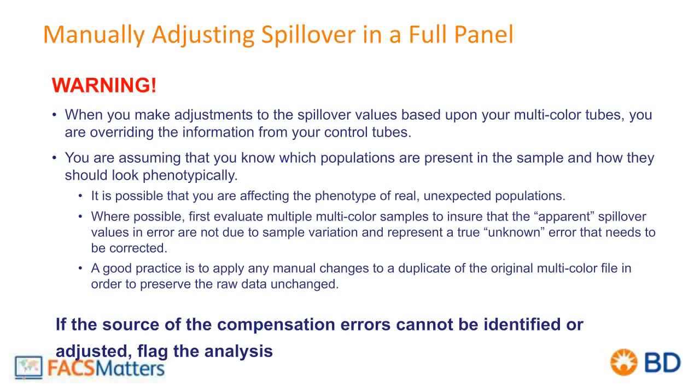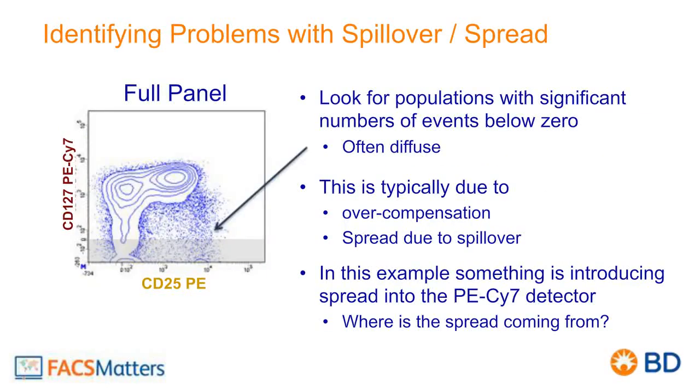And what I would highly recommend is that if the source of compensation cannot be identified, make a copy of that tube, and then make the adjustments on the copy, not on the original. That way you'll always have the original data and know exactly what that spillover value is.